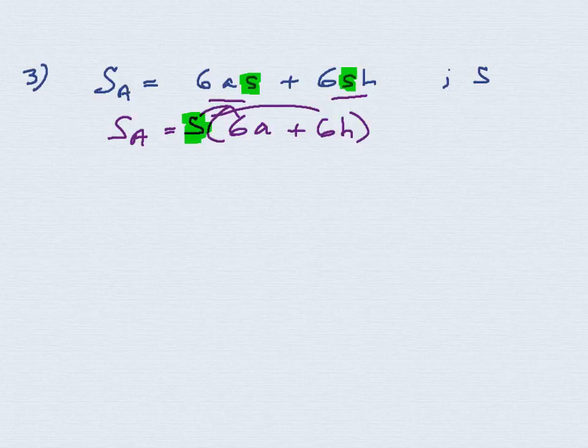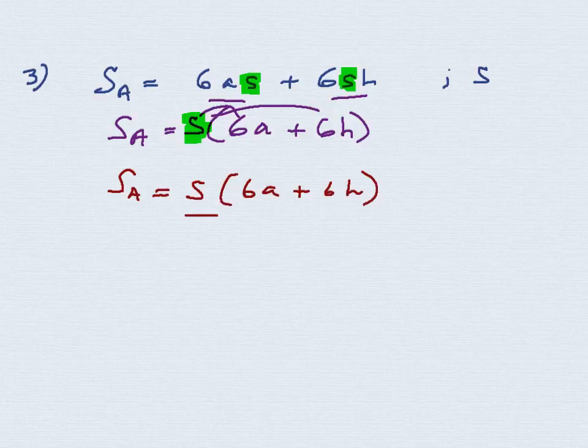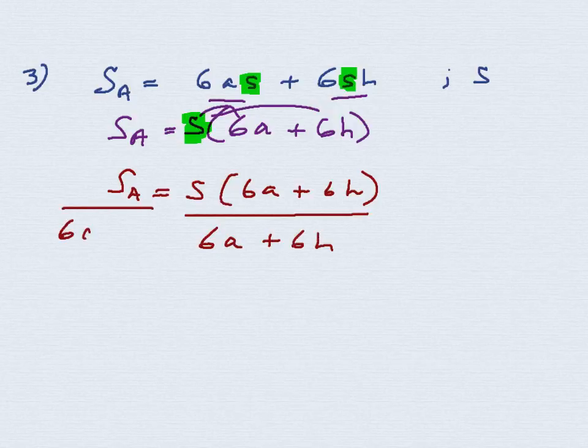I'm going to rewrite what's left. The surface area of this 6-sided figure is going to equal the dimension of one side times 6 times A plus 6 times H. Now I want to solve for S. I'm going to divide by what S is multiplied by, which is 6A plus 6H. As long as I do it to both sides, you've kept it even.